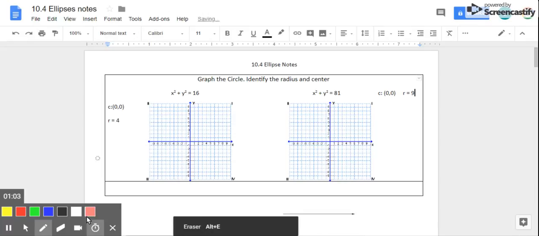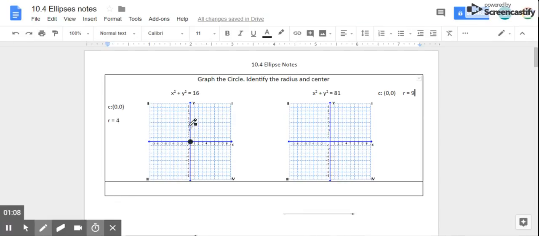I'm going to go ahead and take my little pen thing and draw this out. So 0, 0, and then go up to 4. I almost did that. That was close. Okay, so there's one circle. Again, this one's 0, 0, and then you're going to go 9 in every direction.